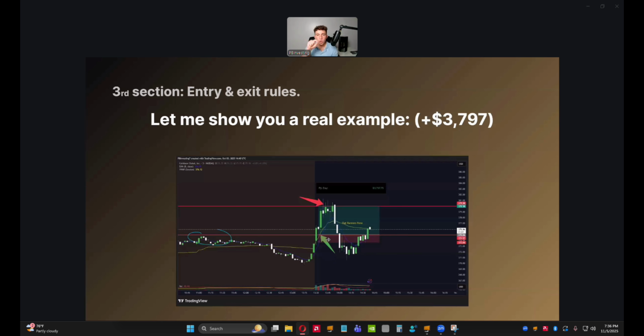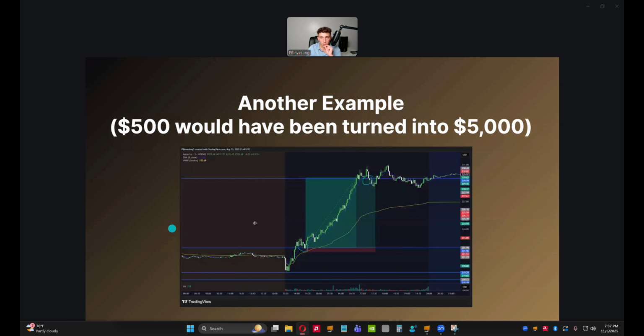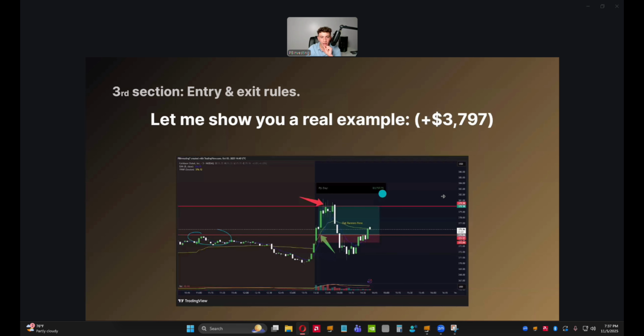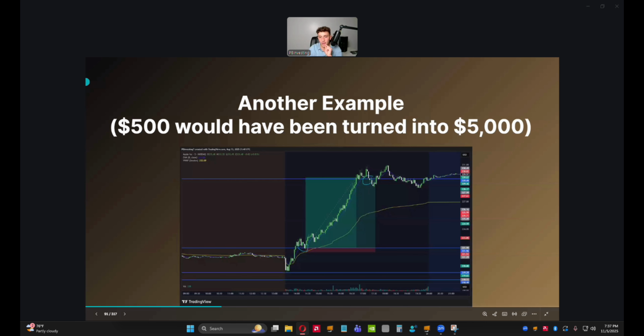So look, you enter on the retest. Trimming is basically selling certain contracts. So like if I have 10 contracts, maybe I'll sell 3 every trim. So you enter on the retest. You trim at new high of day. You trim at key levels. And as it goes up, and then you get all out. You get all out on the close under the EMA. It's all manual. And on this trade, I made $3,797.